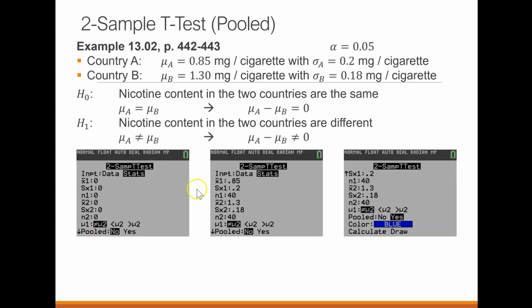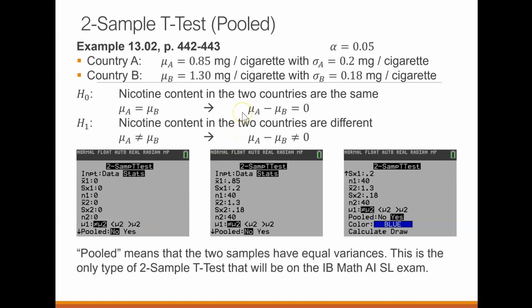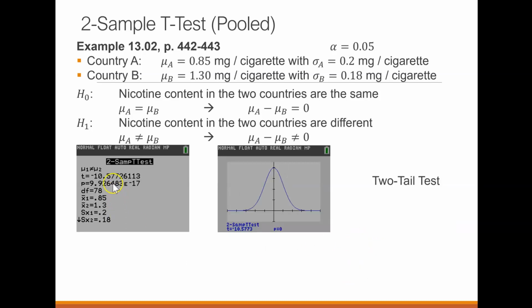And this is no for pooled. What pooled means is that the two samples have equal variance. This is the only type of two sample t-test that will be on the IB exam. So let's change pooled to yes. You will not have an unpooled example on your exam. And then we're going to hit calculate. Everybody's okay? So far, so good?